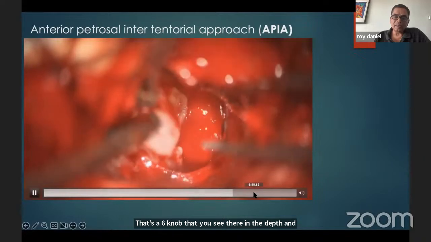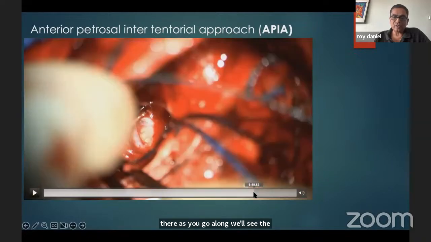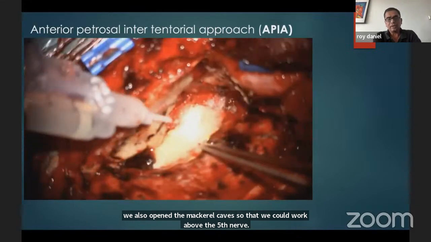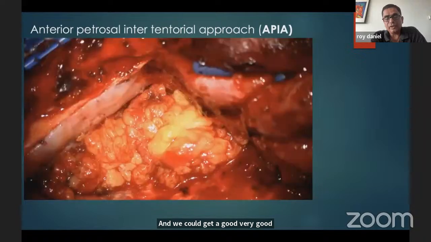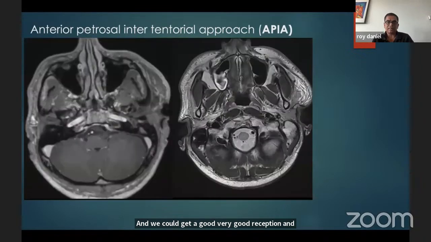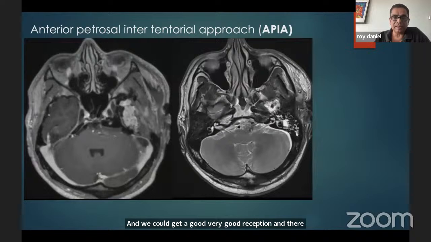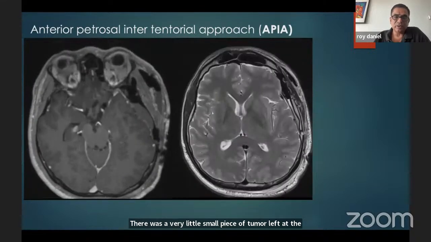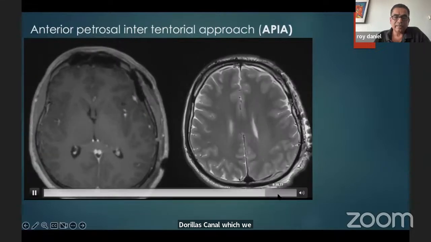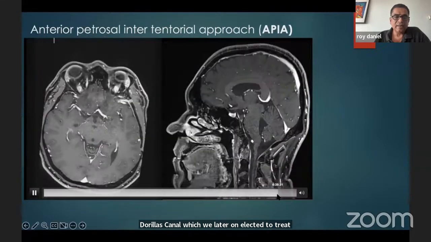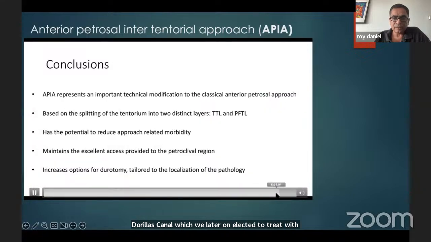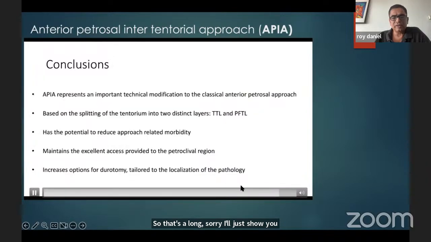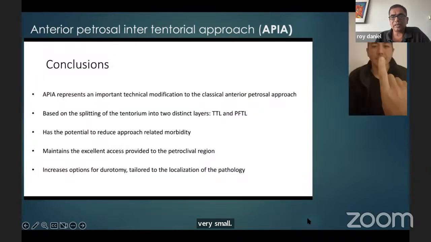Here, we also opened the Meckel's cave so that we could work above the fifth nerve, and we could get a very good resection. And there you close it like you close any anterior petrosectomy, with a bit of fat. There was a very small piece of tumor left at the Dorello's canal, which we later elected to treat with radiosurgery. I'll just show you that. A very small tumor residue that we had to treat later.